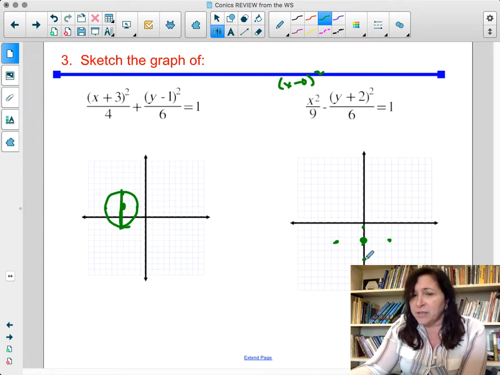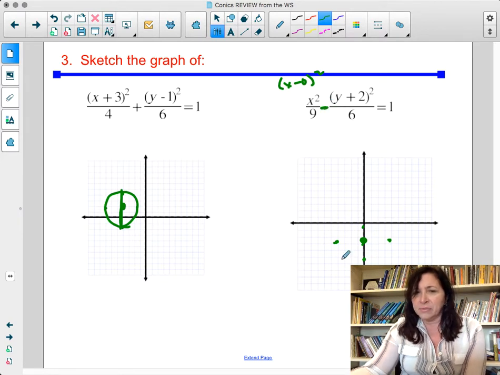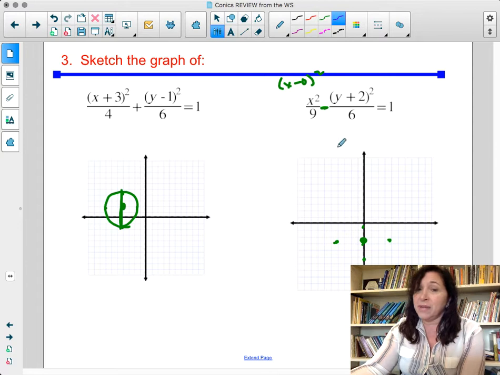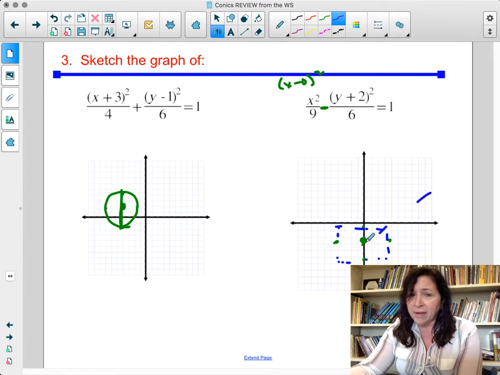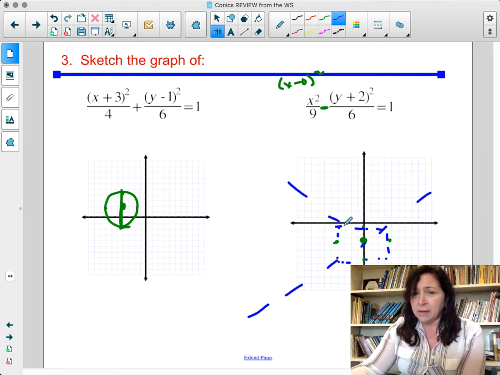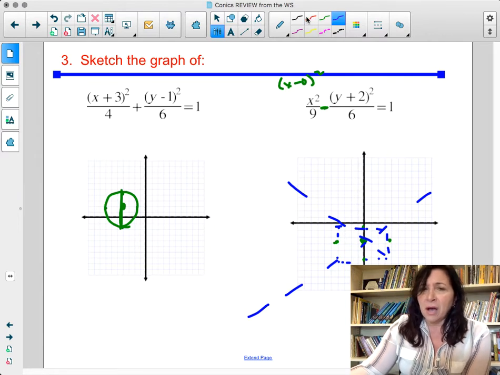Now, I'm actually not connecting those dots because if you notice this minus sign right here, that means it's not an ellipse. Therefore, you're not connecting the dots. It means that it's a hyperbola. And so you're going to make a little box around here. You're going to put in your asymptotes, and there'll be problems later where we find those equations of the asymptotes.